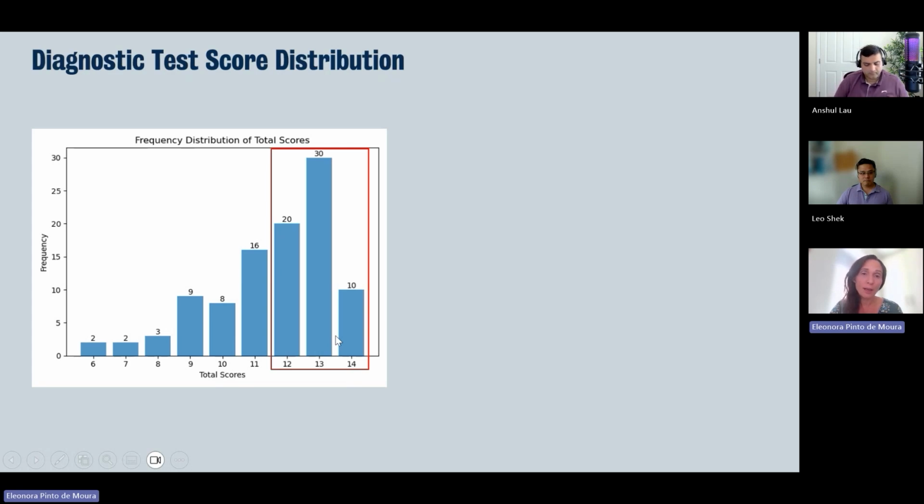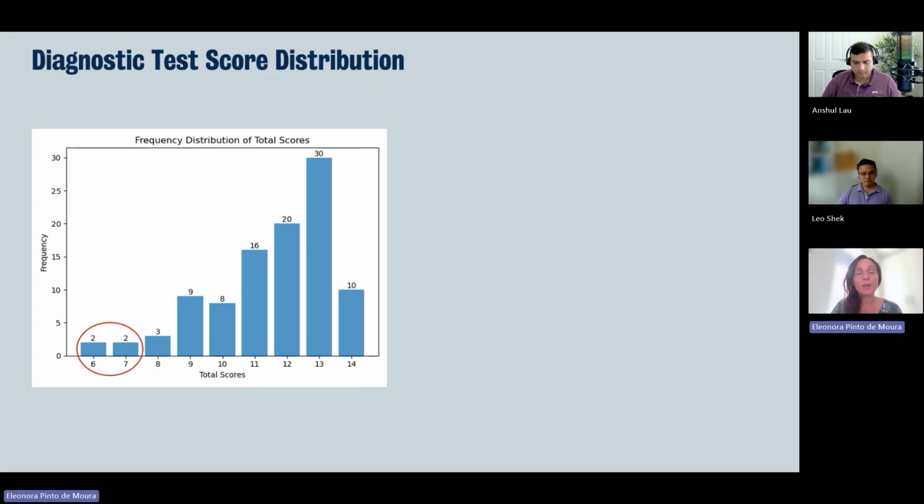So for example, 30 students scored 13 out of 14, which was the most common score. But on the other hand, we also had 4 outliers. We had 2 students who scored 6 and 2 students who scored 7. So while the overall performance was quite strong, we felt that it was very important for us to look closely for any gaps in the students' prior knowledge that would really impact their learning.